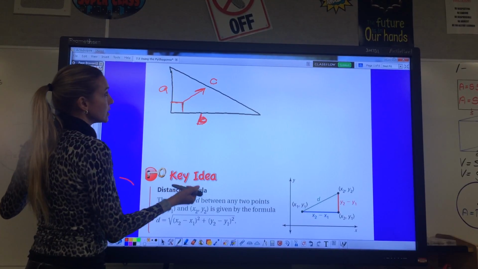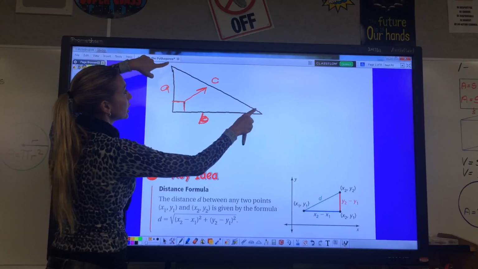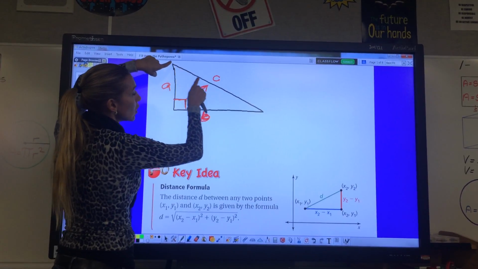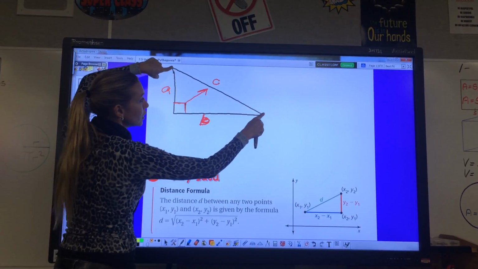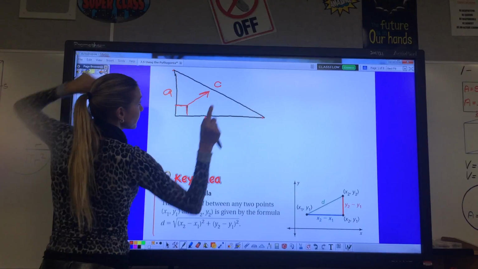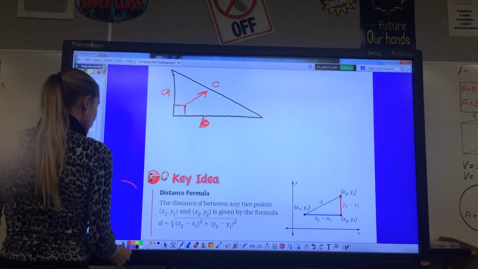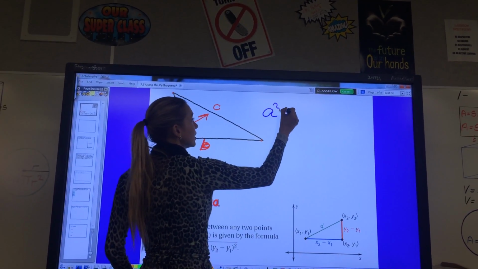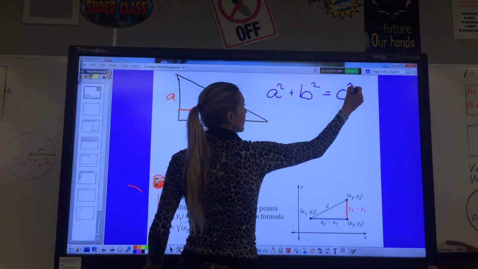Which means if I am looking for the distance in here for the C, I am looking for the distance from one point to the next. I am solving the measure of this side, which is the distance from this corner to that corner. This is actually the distance I'm looking for. So if I was to write the Pythagorean theorem, that says a squared plus b squared equals c squared.